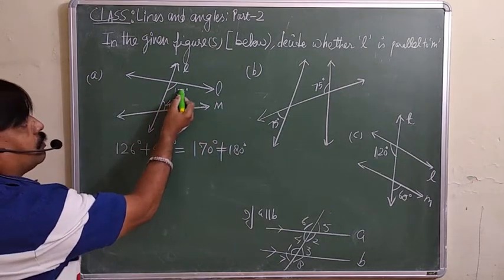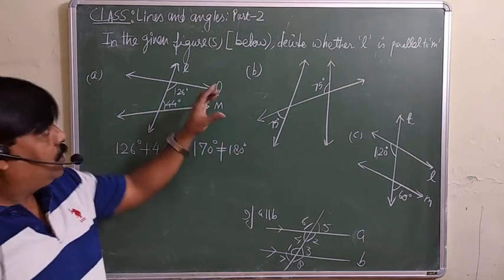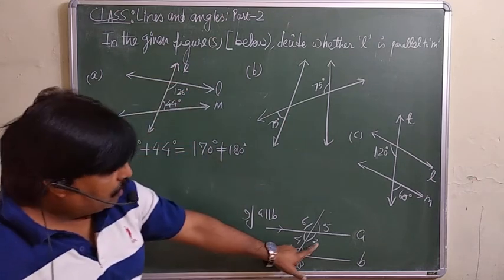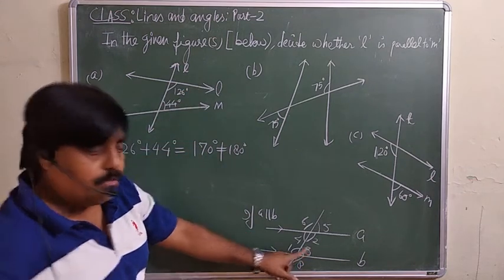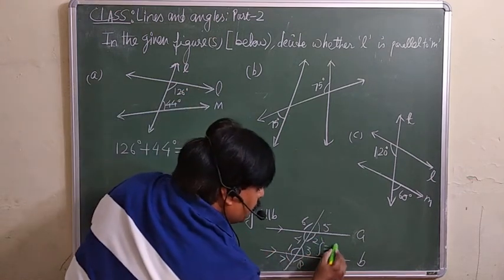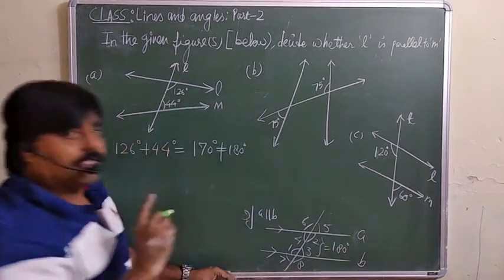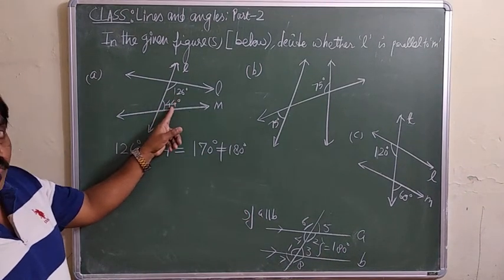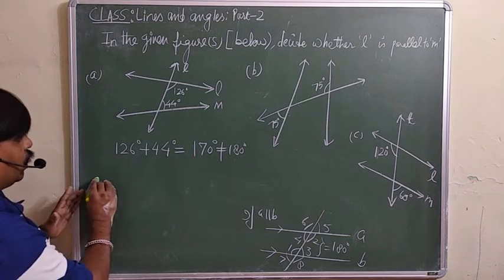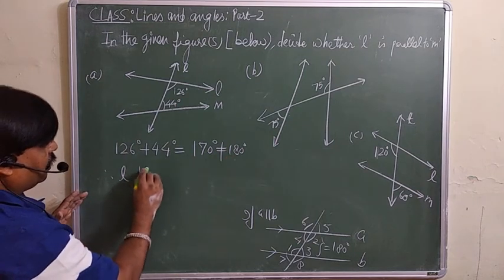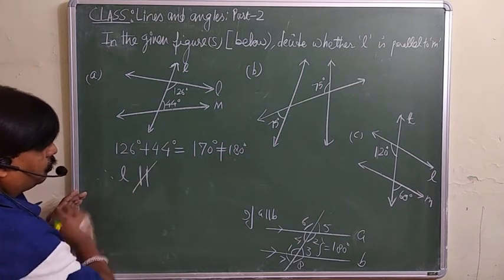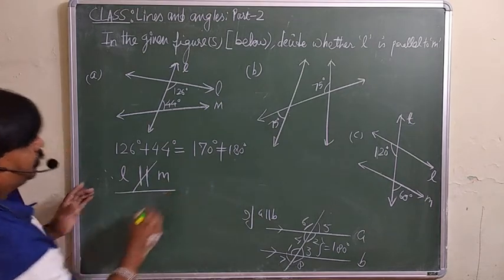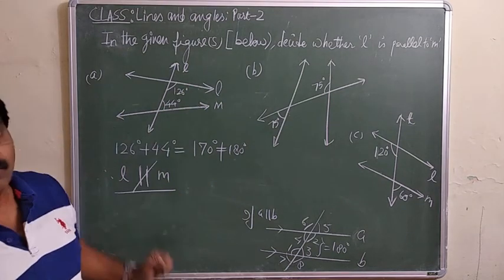If इन दोनों का sum अगर 180 होता, you could declare that these two lines are parallel, because co-interior angle sum is always equal to 180. जब line parallel होती है, तो sum of their co-interior angles is always 180. But here the sum of these two co-interior angles is not 180. So therefore you can say L is not parallel to M. In this figure, this line is not parallel to this one.